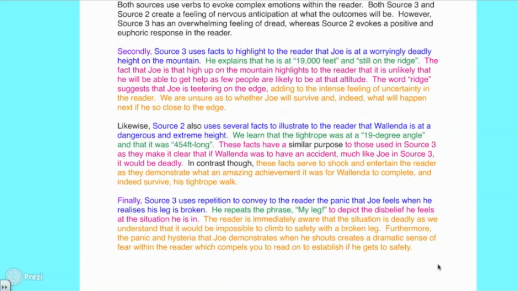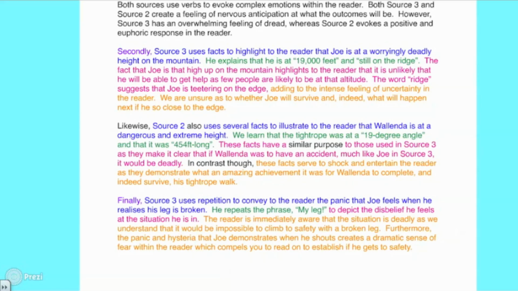And I said source 3 uses repetition to convey to the reader the panic that Joe feels when he realises his leg is broken. He repeats the phrase "my leg" to depict the disbelief he feels at the situation he is in. So we know that Joe is an experienced climber. So again, it could show, we're only suggesting, remember, it's not a right or wrong answer. We're suggesting that he cannot believe that he is actually in that situation and that's why he's repeating that phrase. He can't believe that he's actually hurt his leg.